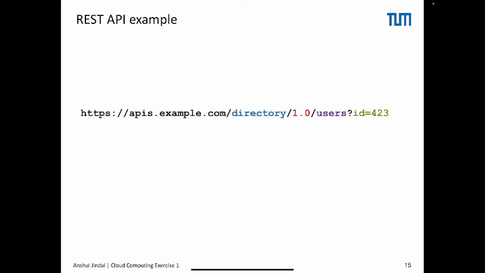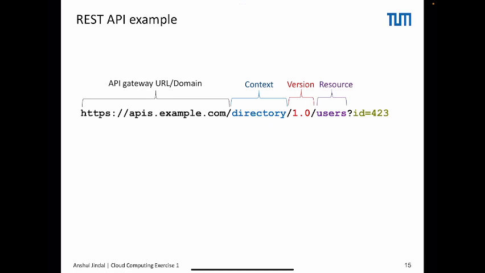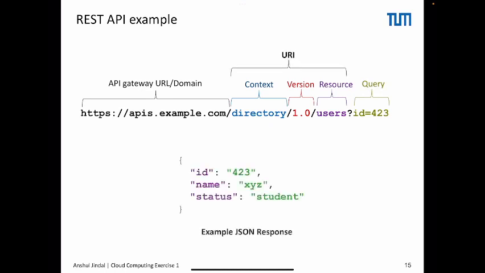So one example of a REST API: over here you can see a certain URL, which can be an API gateway URL or a load balancer URL, like a common website. Then there is a context, then the version name, then the resource, like I want to query the resource of the users, and then lastly the queries. Which user I want the information for, like with the ID 423. This context, version and resource together form the URI, uniform resource identifier. And then you can get the JSON over here, like ID, name, and the status.